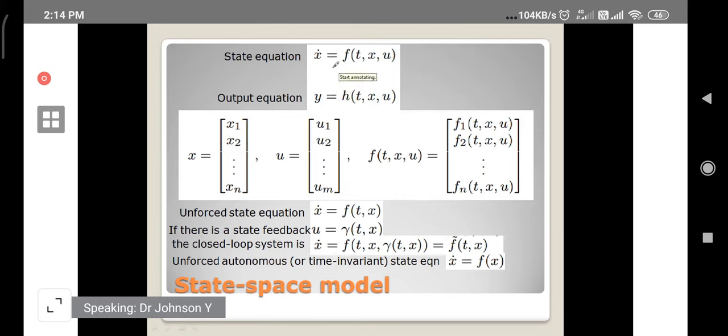Here we use the state equation. This is the state equation x dot is equal to f of t, x, u. That means it is a function of time, state and input. And here the output y is another function h, again a function of time, state and input. In this state equation as well as in the output equation, both are functions of time, state and input, but these are two different functions, where x is nothing but a column matrix of different state variables, say x1, x2, etc. up to xn, having dimension n. And u is the input, or control effort. That input also has different values, u1, u2, etc.